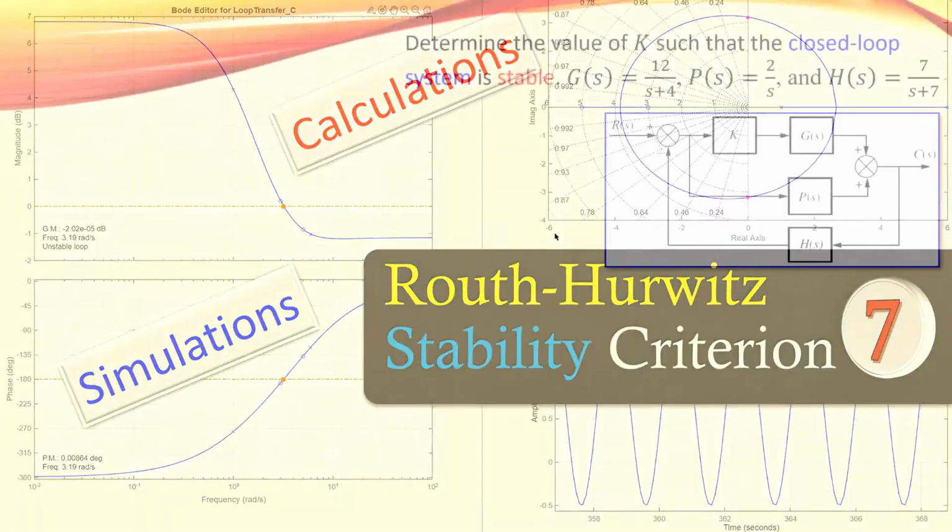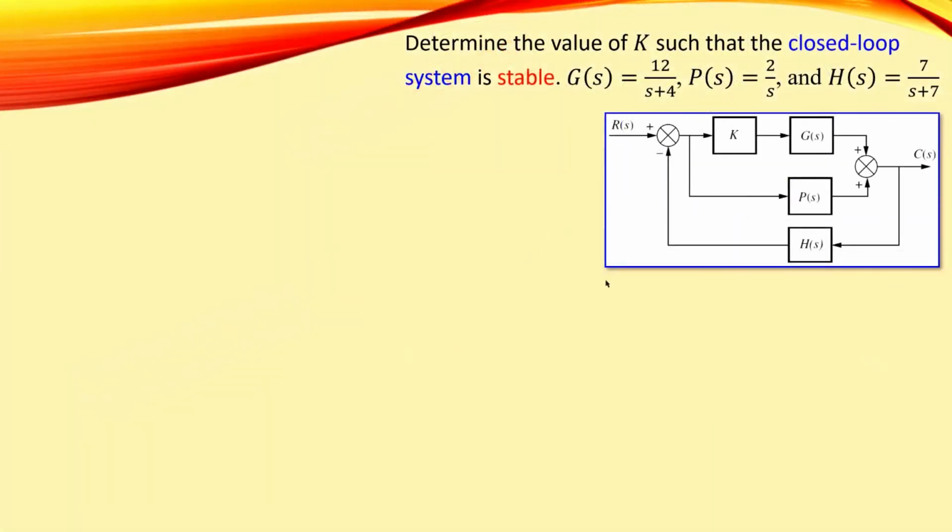So let's look at our example. What we have is the following system. We have 4 systems in total. We have the gain K, we have a system G, we have a system P, and we have another system H. So these are given here, and again the similar question. Determine the value of the K, which is here the controller, such that the closed loop system is stable.